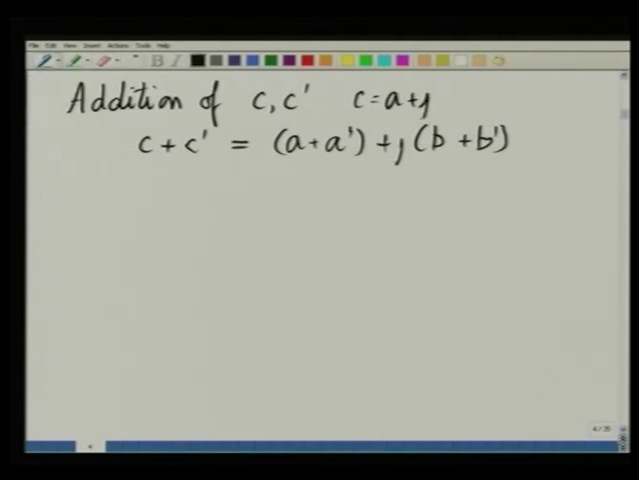A plus jB and C prime equals A prime plus jB prime. So, this is how we define addition, and clearly it is very easy to add two complex numbers if they are in rectangular coordinates. Subtraction is no different from addition really, except that c prime is replaced by minus c prime.